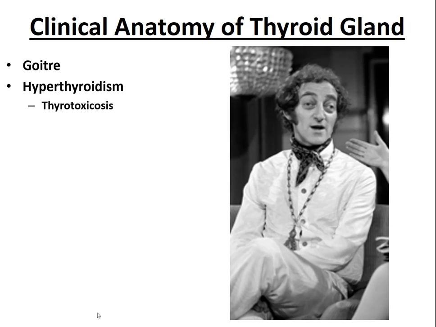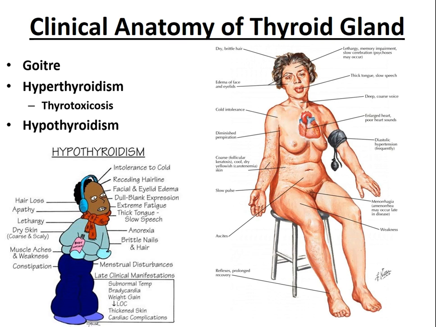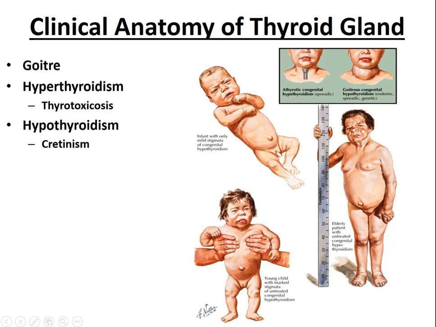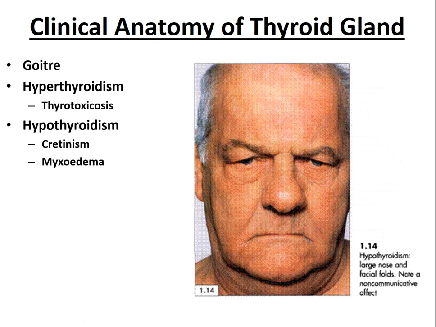And we know that the comedian artist Marty Feldman suffered from that thyrotoxicosis. And decreased secretion of the thyroid leads to hypothyroidism, with intolerance to cold, receding hairline, dry skin, etc. If hypothyroidism occurs in children, it is called cretinism, and if it occurs in an adult, it is called myxedema. We can see the puffiness on the cheek, etc.